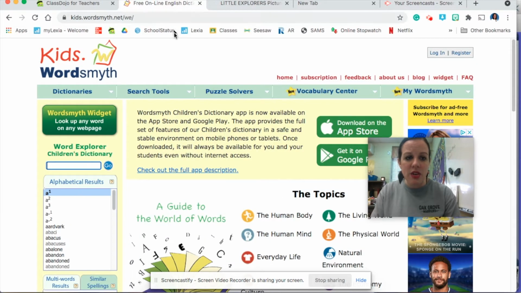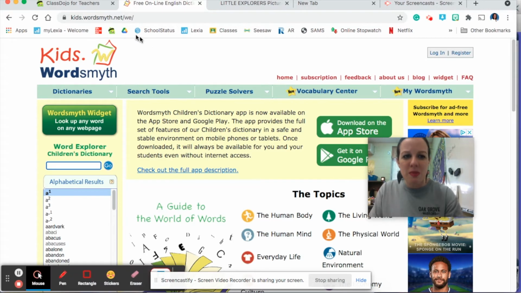Okay, let's find it. Here it is, kids.wordsmith. But come look at the spelling of the word wordsmith. It's S-M-Y-T-H, kids.wordsmith. This website is amazing for kids, okay? You can look up any word, and it's going to give you some information about that word. It's going to not only give you the definition, which comes from the dictionary, but it's also going to do the job of the thesaurus and give you some extra synonyms of that word too.